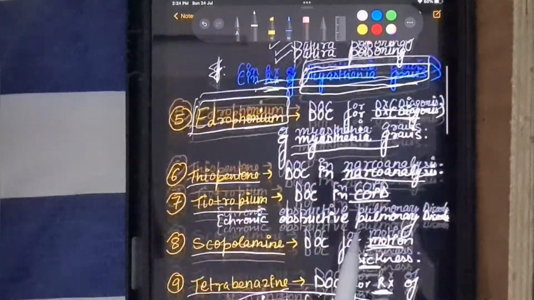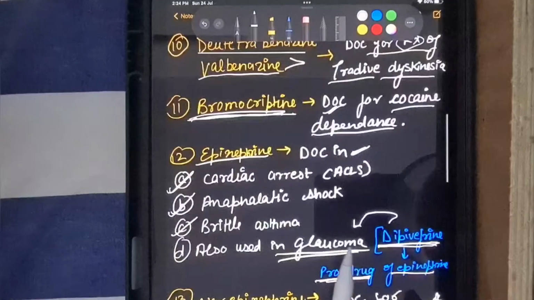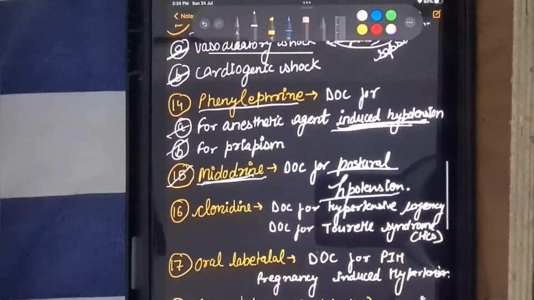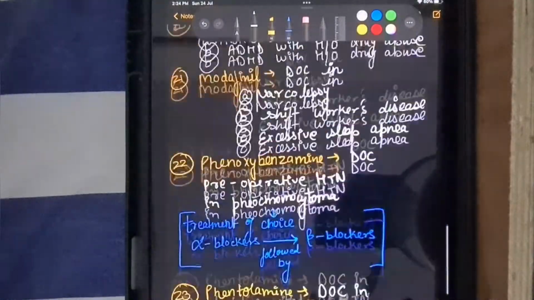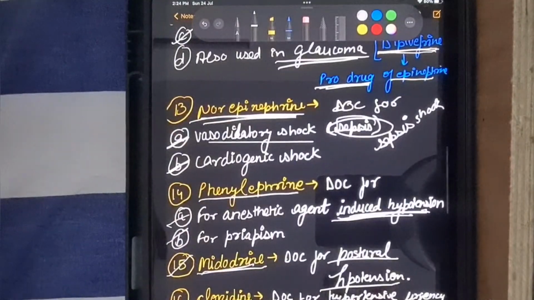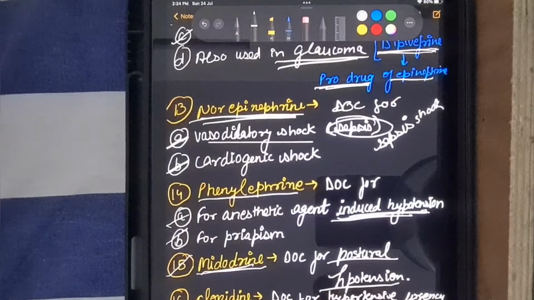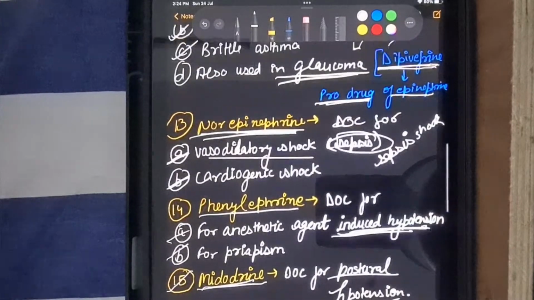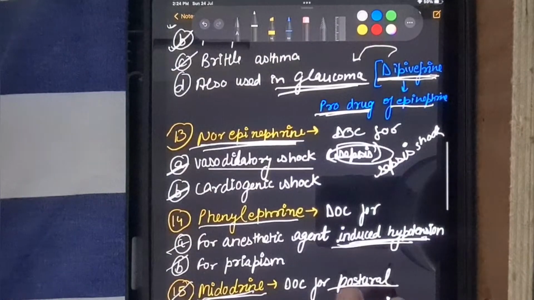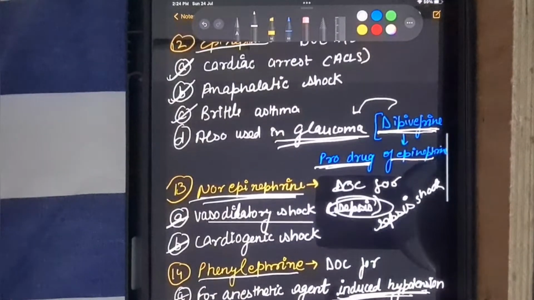So here are the first 15 drugs of choice. We also have more drugs of choice, but in this video we will not cover them because I don't want to make this video so long. If you lose interest, I will keep it small and sweet. So this will help you to revise the drugs in one place.